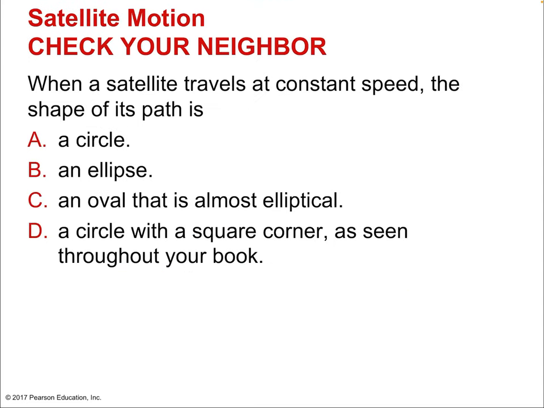So when a satellite travels at constant speed, what is the shape of its path? A circle, an ellipse, an oval that is almost elliptical, or a circle with a square corner, as seen throughout your book. What do you think? It's a circle, of course. That's the idea. If the speed is constant, then the projectile becomes a circular orbiting satellite.